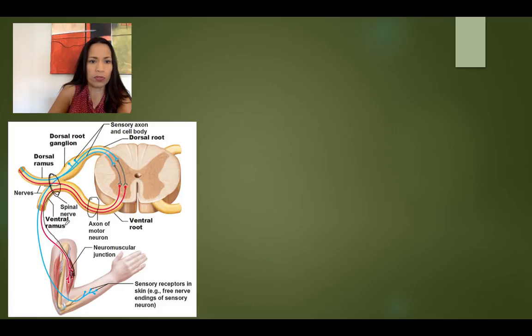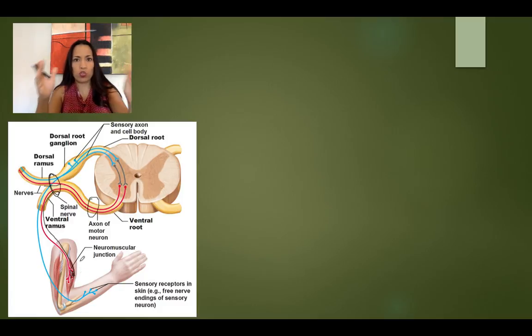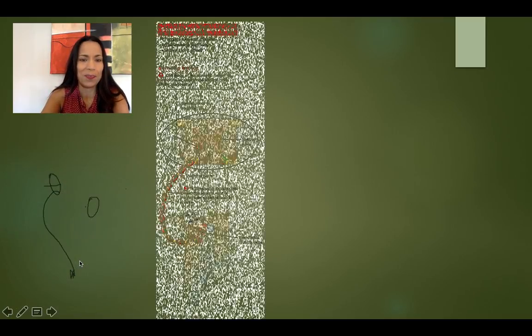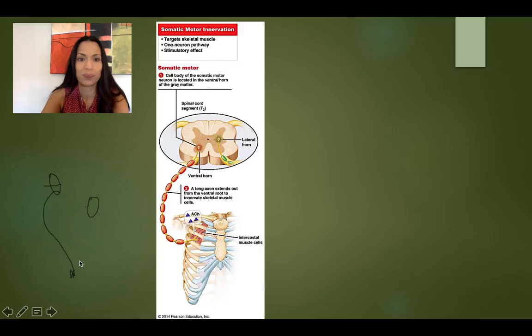One motor neuron, one effector. In between, there's nothing else, okay? That's the simple somatic nervous system. What happened to the same somatic nervous system on a thoracic segment?